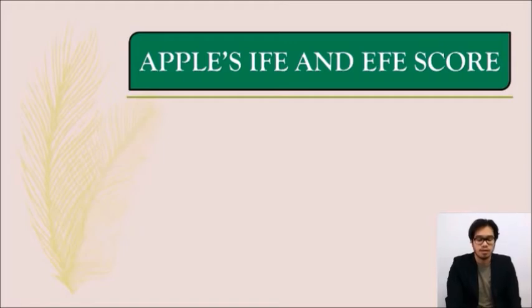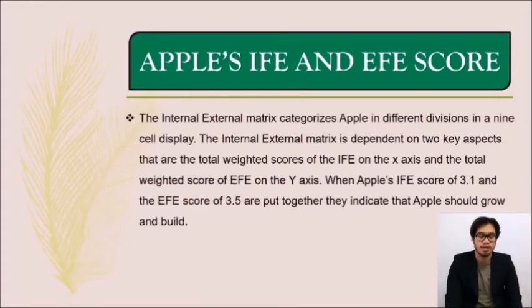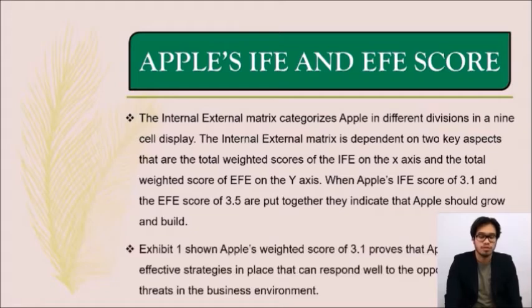The internal external matrix categorizes Apple in a different position in the 9 cell display. Internal external matrix is dependent on two key aspects, that are the total weighted score of the IFE on the x-axis and the total weighted score of EFE on the y-axis. When Apple's IFE score of 3.1 and the EFE score of 3.5 are put together, they indicate that Apple should be in the grow and build stage.